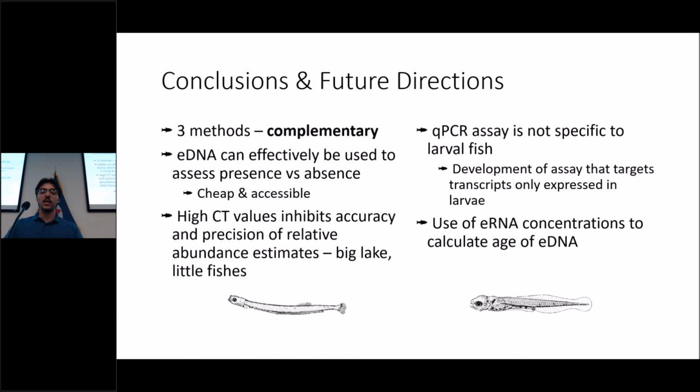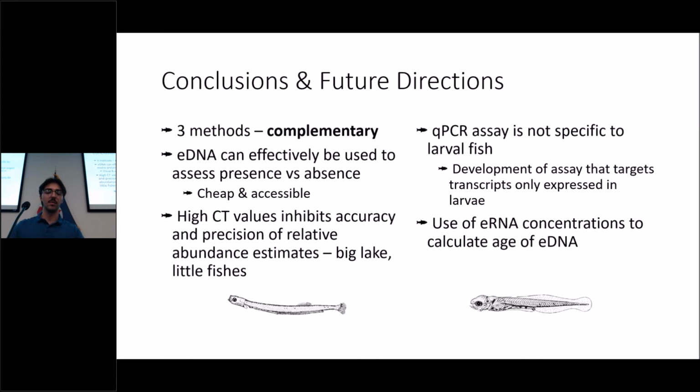So in conclusion, here we present a total of 70 samples across 3 cruises during the summers of 2023 and 2024. Our goal was to use traditional and novel methods to track the advection of 2 fish species of economic importance in Lake Michigan. Our 3 methods, ichthyoplankton netting, hydrodynamic modeling, and eDNA, are complementary, while eDNA has especially shown to be an effective, cheaper, and accessible option for inferring presence and absence.